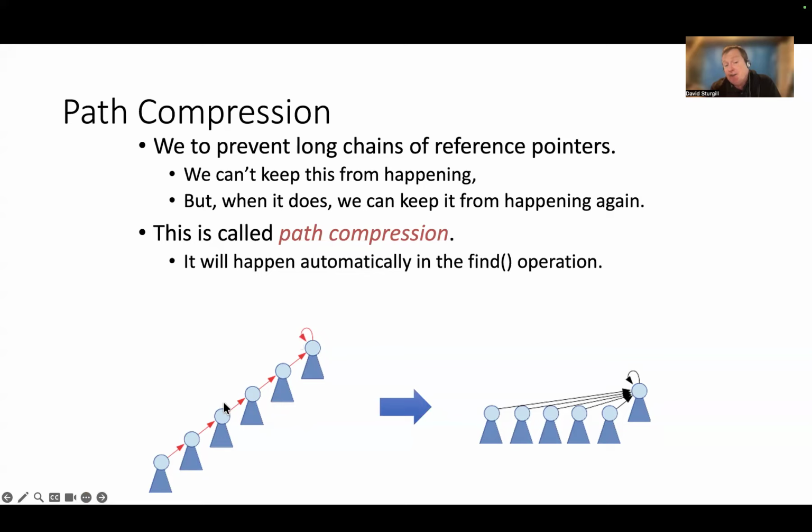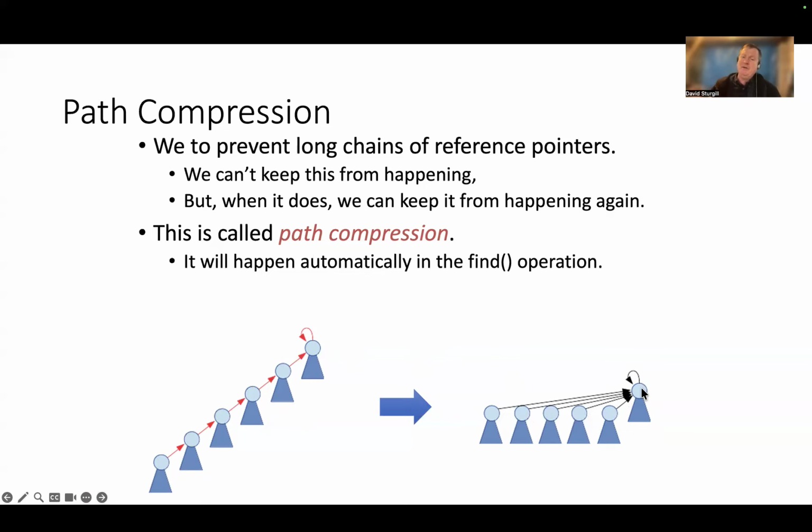Whenever you do a find, if you have to follow multiple hops to get all the way to the root, it automatically flattens that out so that every node you went through along that path gets modified so it points straight to the root.